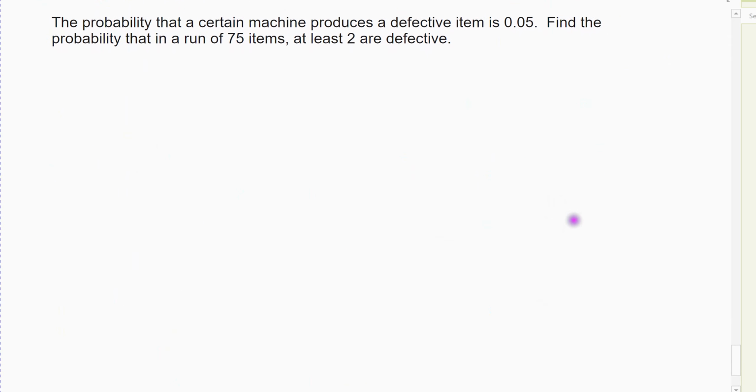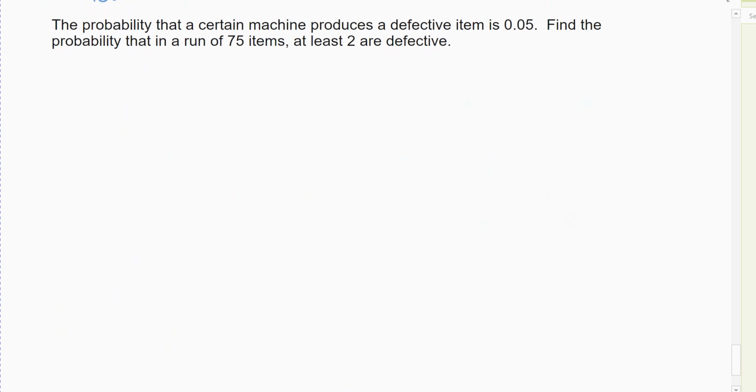Alright, the last one. I want to do another one of these at least. Actually, this is a problem that I took straight off of an old exam. I like these, again, like I said, the at least 2 cases for binomials. Alright, probability a certain machine is defective is 0.05. Find the probability in a run of 75 items, at least 2 are defective.